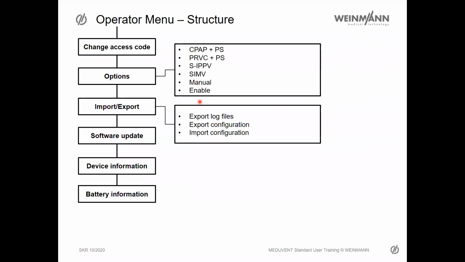You can import and export data logs. Export log files means that you put the log files of the device onto the SD card. You can export the configuration you set in this operator menu structure. When the customer has, for example, 5 devices, you put the main configuration on one device, export it on the SD card, go to the other 4 devices and import this configuration. All devices will be the same.